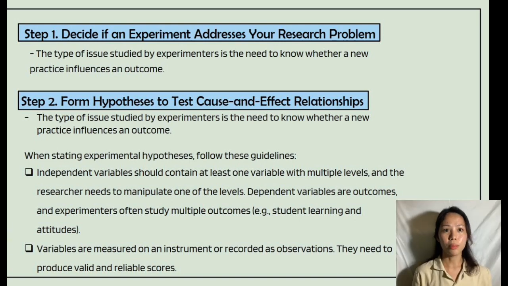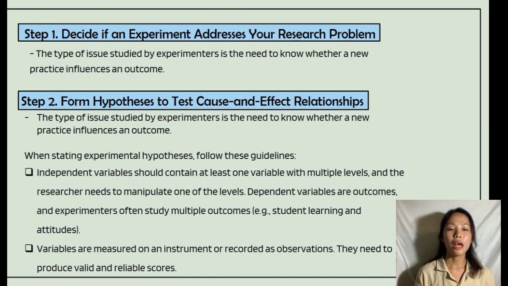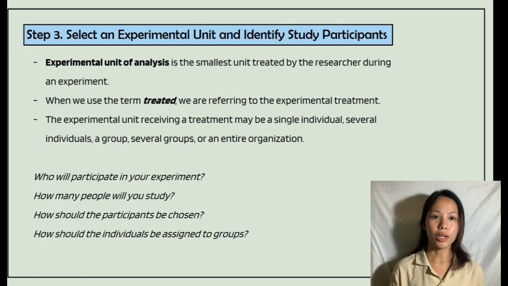So dependent variables are outcomes, and experimenters often study multiple outcomes. Researchers investigate multiple dependent variables to gain a more comprehensive understanding of the effects of the independent variables. Let's proceed to step 3.